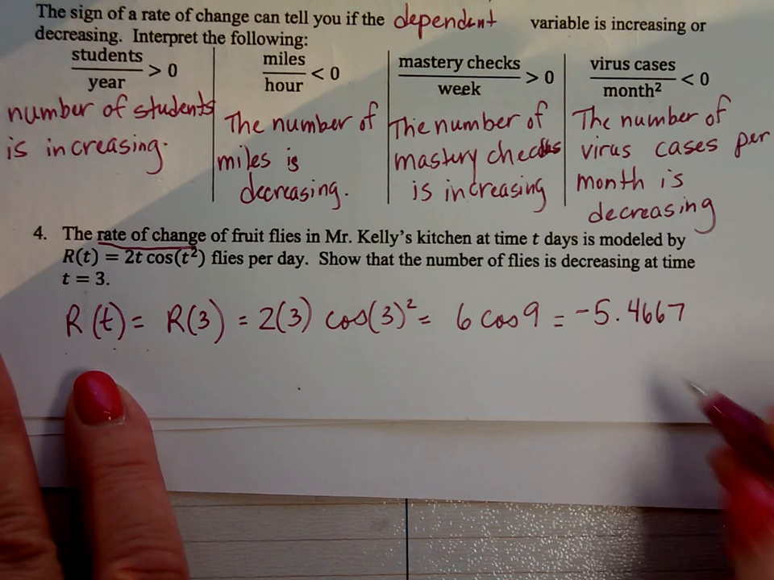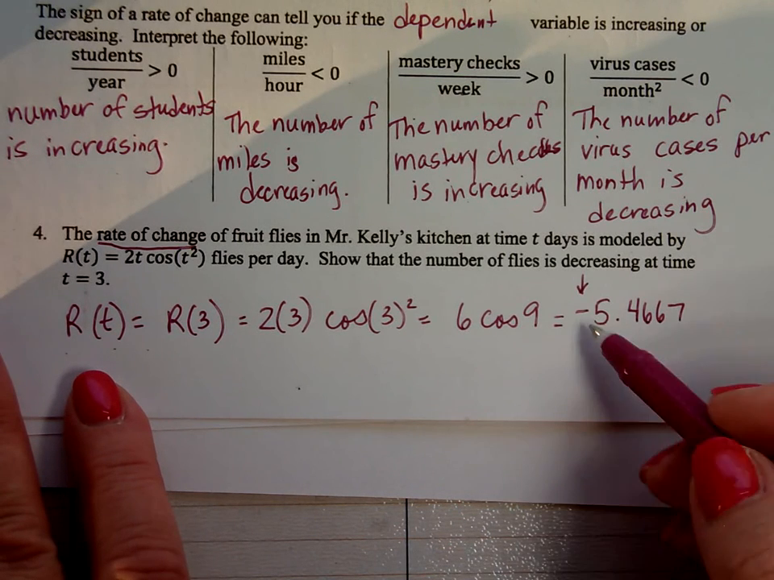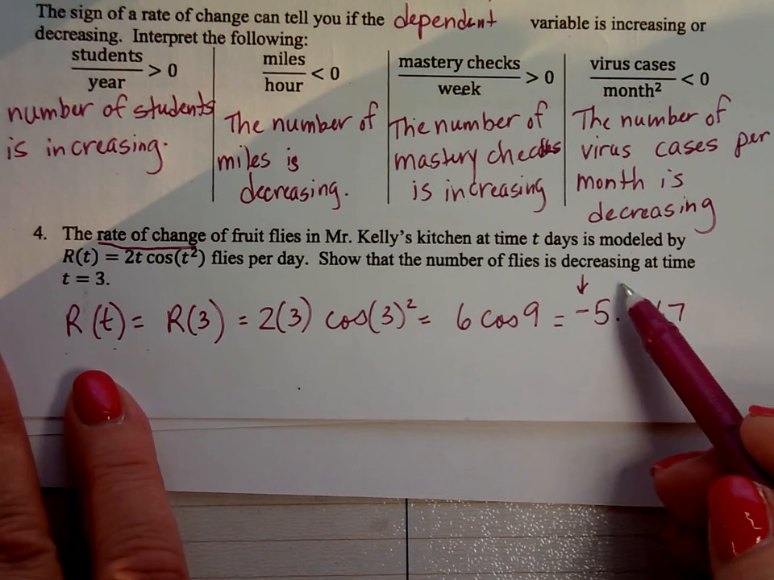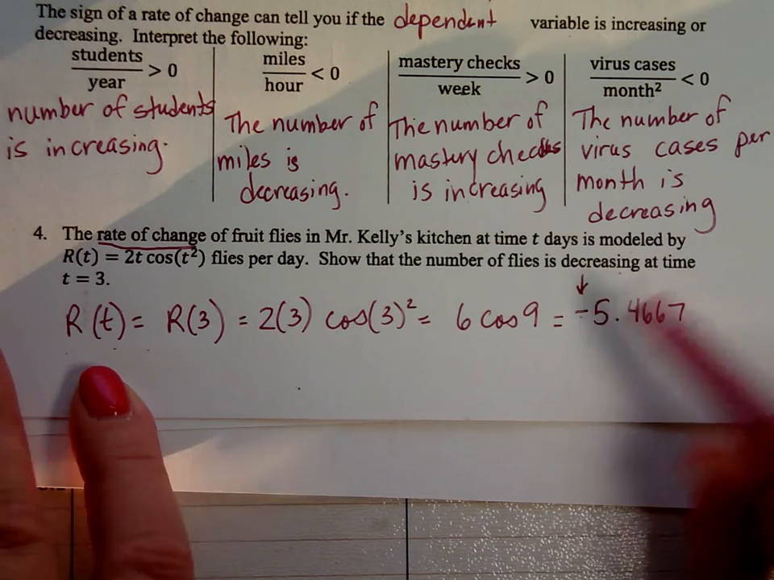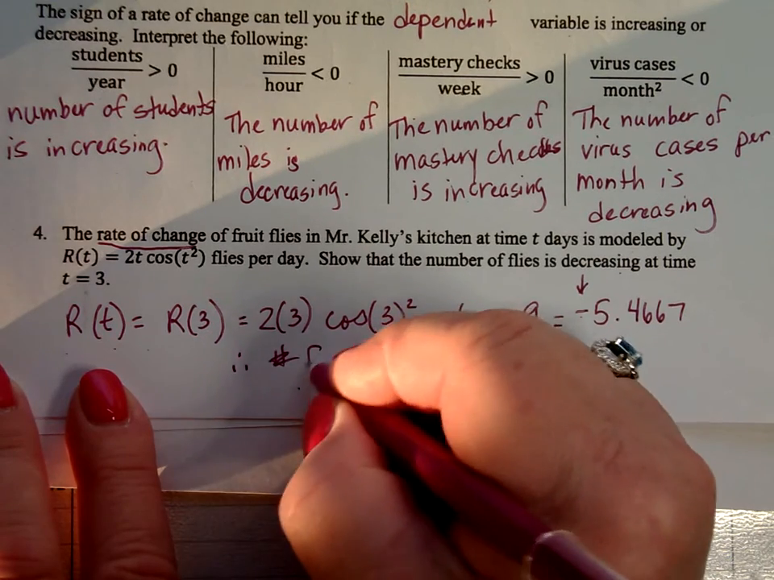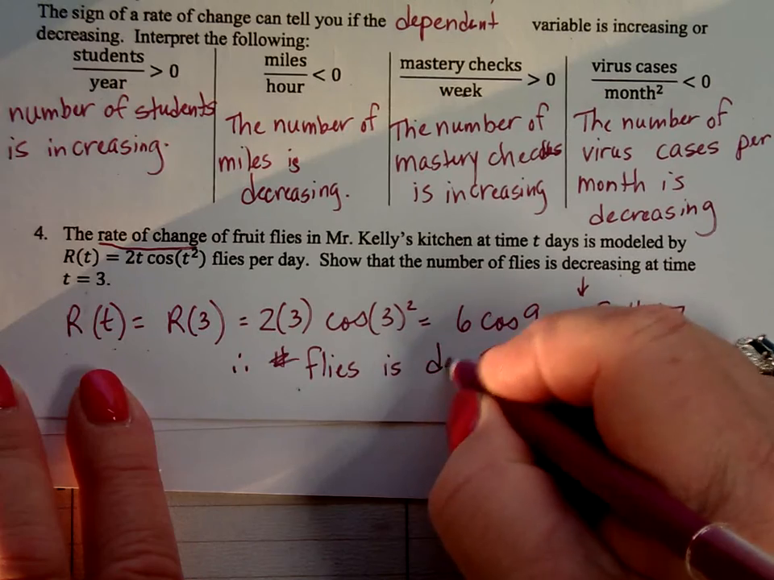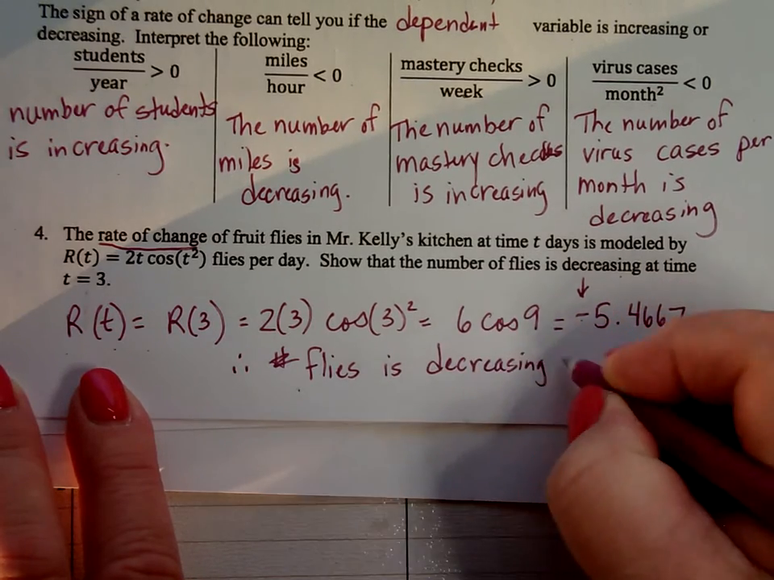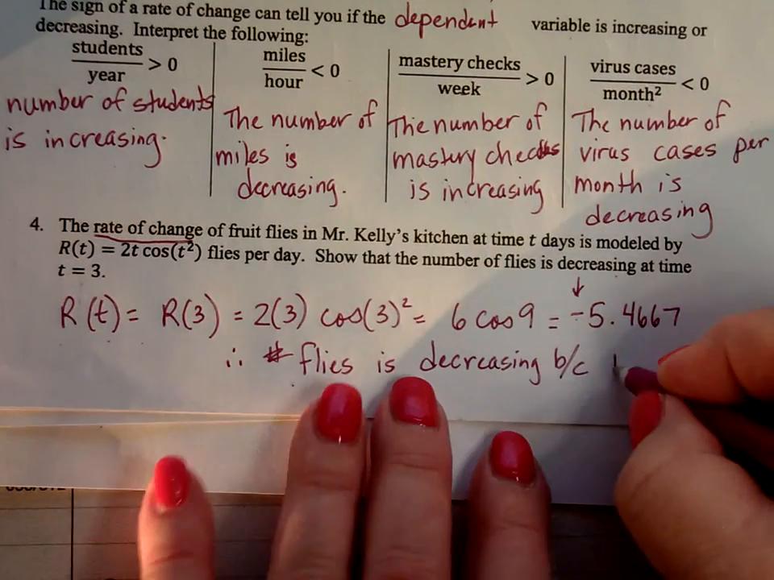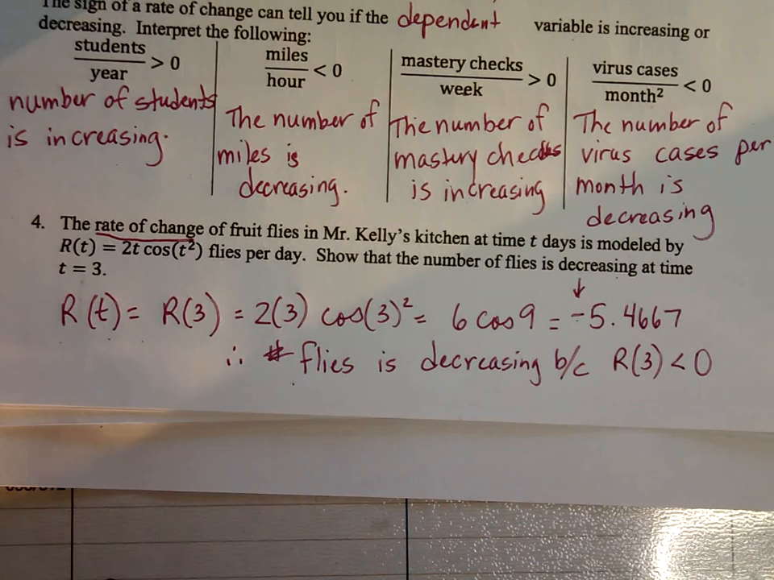And see how this is a negative right here? You're getting a negative value out for your rate of change, for your derivative, because that just verifies that it actually is decreasing. Decreasing means this negative that's there. So therefore, the number of flies is decreasing, because r of 3, when I plug a 3 in, I get a value that's less than 0, a negative value out. All right, so that does all of the examples for this section.